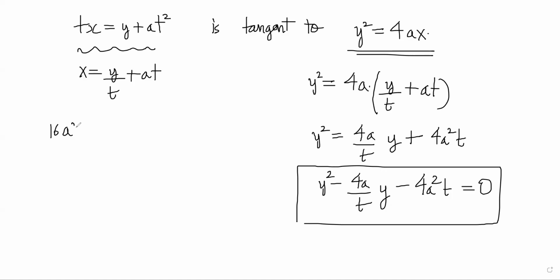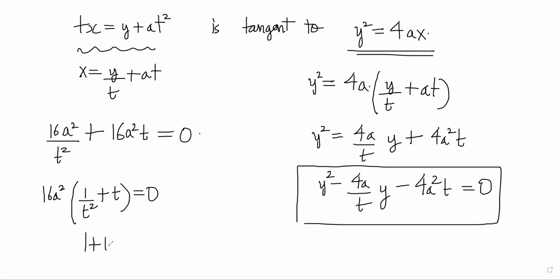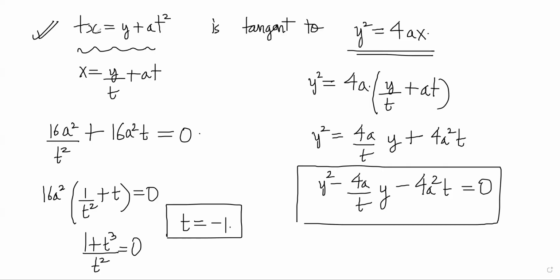So what I will do is write that condition because it's supposed to be tangent. So the discriminant is 16a²/t² + 16a²t = 0. So I'm getting 16a² common, (1/t² + t) = 0, which means (1 + t³)/t² = 0, which means t = −1. So the point at which we have the common tangent, or the equation of this common tangent, is coming now, right? The equation of this common tangent is −x = y + a.